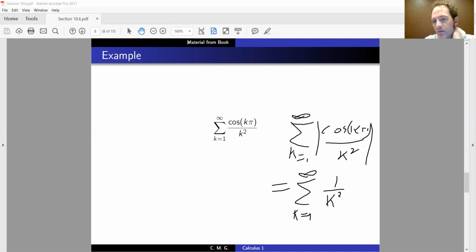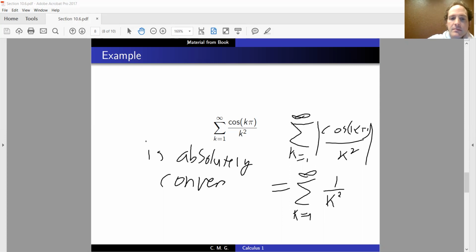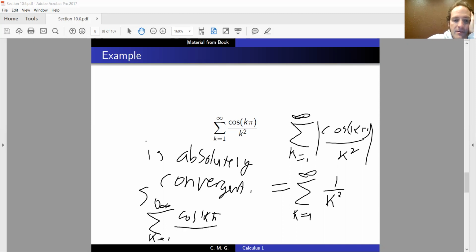And we know that the sum of 1 over k squared converges. So this is actually absolutely convergent. And since it's absolutely convergent, the actual series itself is also convergent. So that means that the sum from 1 to infinity of cosine of k pi over k squared converges also. So that's one way we could do this.